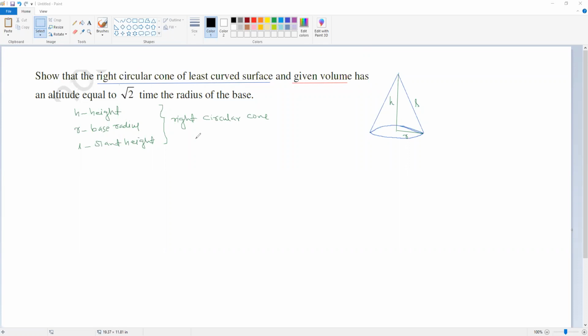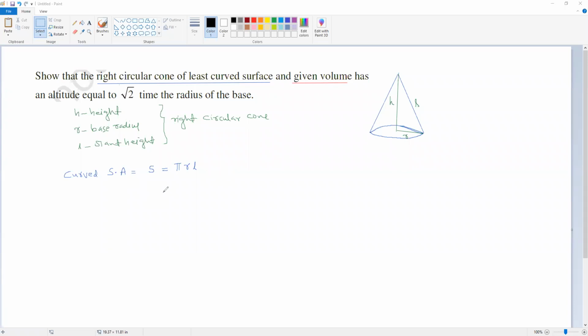The thing which is to be minimized or maximized is the curved surface area. So curved surface area, you can give some name S. What is the curved surface area of a cone? The formula is pi r L. That is a curved surface area of a cone. Pi r L.